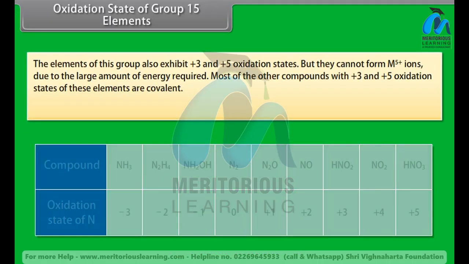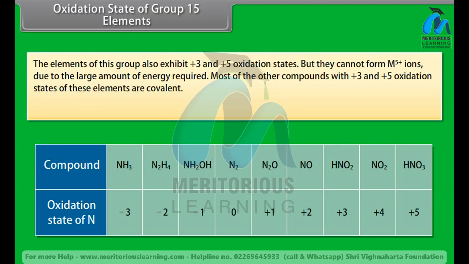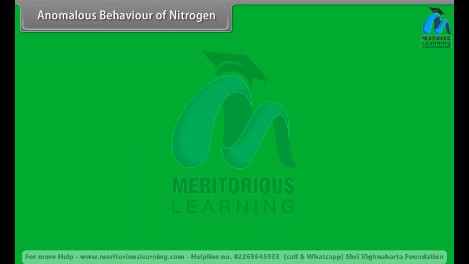The elements of this group also exhibit +3 and +5 oxidation states, but they cannot form M5+ ions due to the large amount of energy required. Most of the other compounds with +3 and +5 oxidation states of these elements are covalent. In the case of nitrogen, all the oxidation states from -3 to +5 are possible. Anomalous behavior of nitrogen.